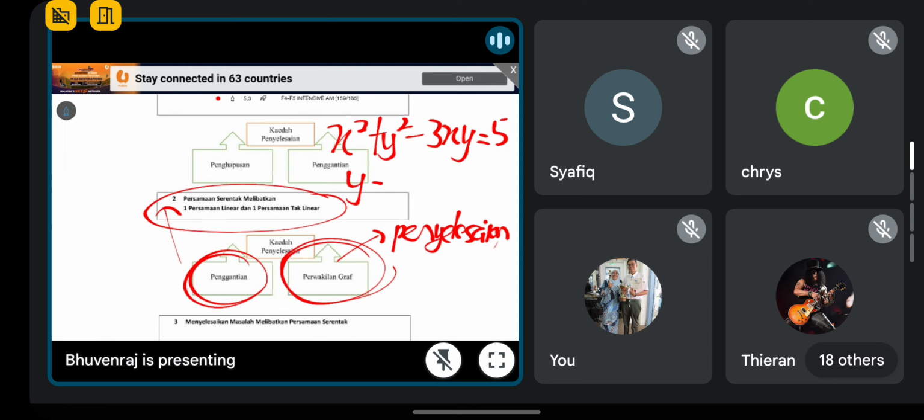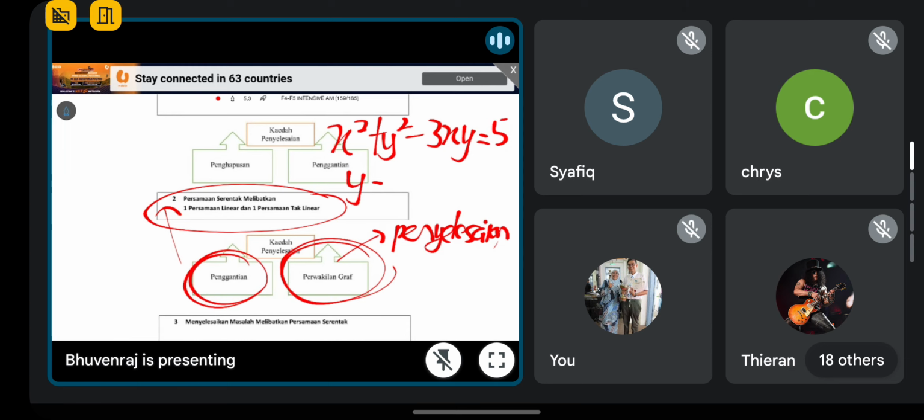Yes, kadang-kadang jawapan akan datang dalam perpuluhan, decimal. So no choice. Kamu kena guna formula. Kalau nak, boleh guna CTS atau PKD. Juga pun boleh. Completing the square. Okay. So yeah, this is another thing I want to share lah with you all.